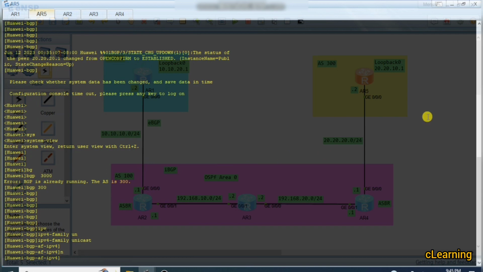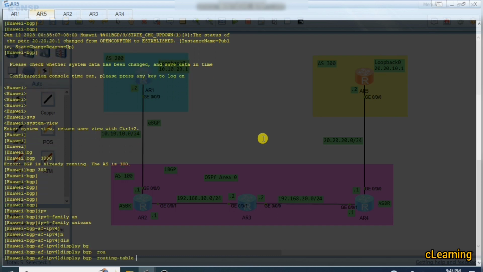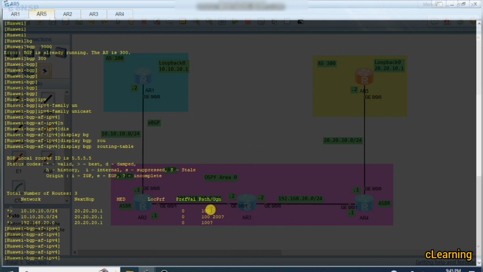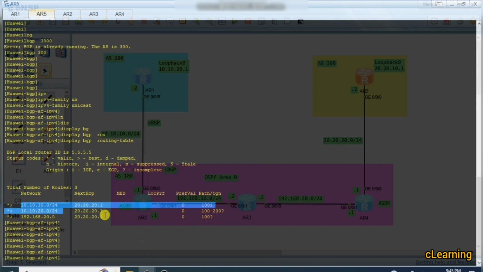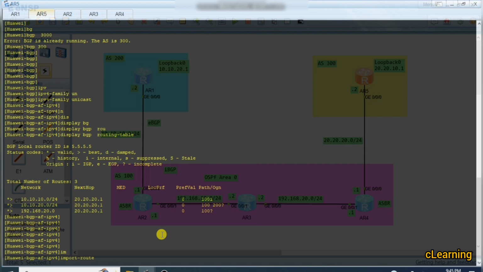So directly connected networks will be imported into the BGP routing table. Display BGP routing table. Only these routes exist, this OSPF route, this loopback route, and its own route does not exist in its routing table. Why are these routes coming? Because they are peers with each other, that's why these routes are coming in their BGP routing table, but their own network routes do not exist. So we import their routes, import-route direct.